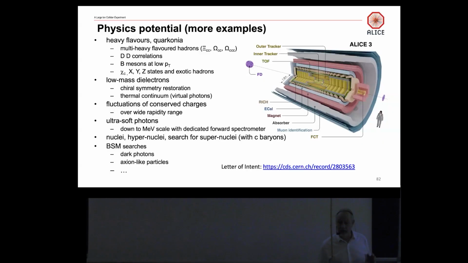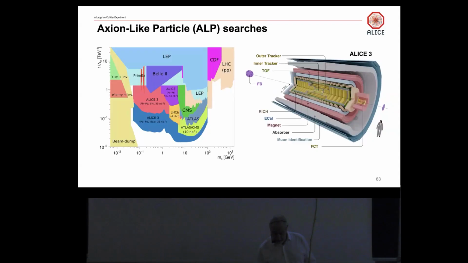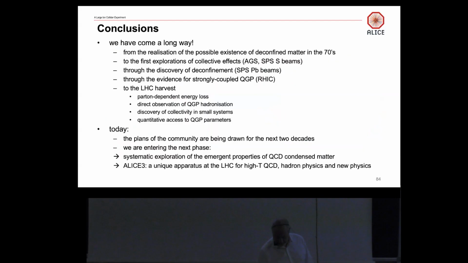So it has windows, even for new physics, which are not completely excluded, where it is very competitive with respect to the other experiments, such as dark photons or the search for axion-like particles. So I think I can stop here. This is the example of axion-like particles, for ALICE 3 with an electromagnetic calorimeter. You see the mass of the axion-like particles, and this is essentially the coupling, and you see that we are very much competitive with the other LHC experiments.